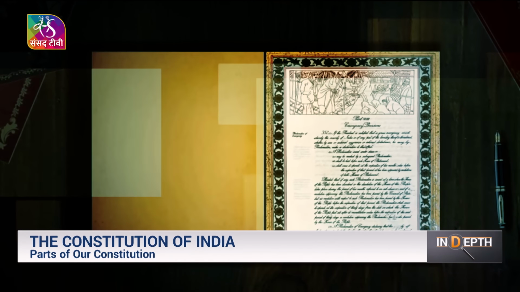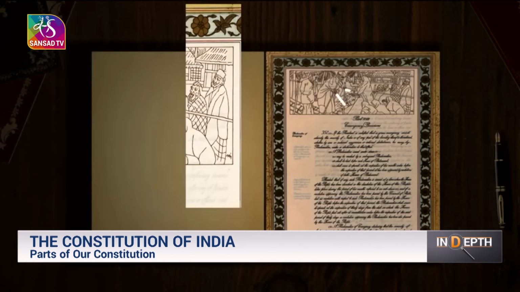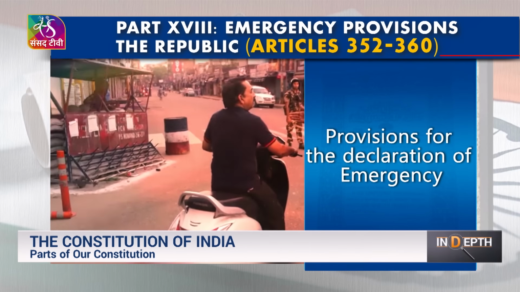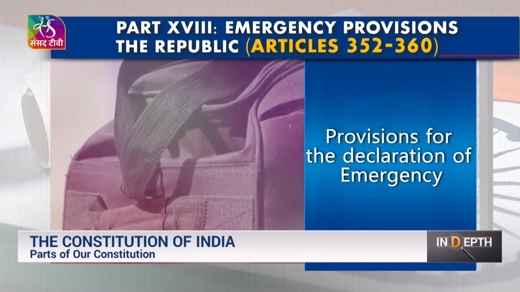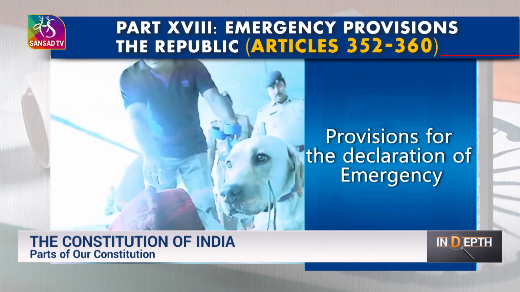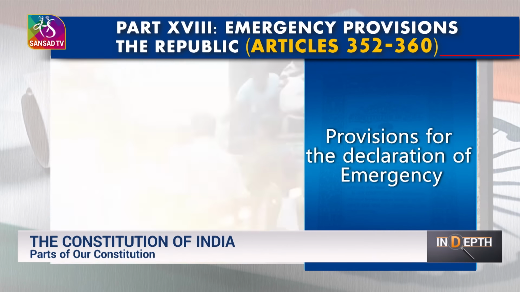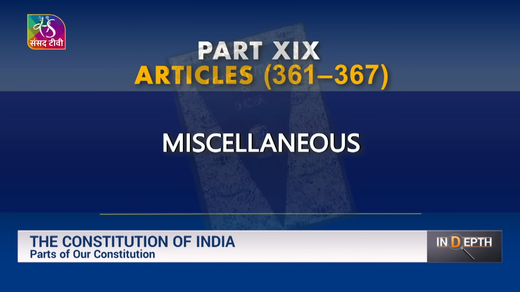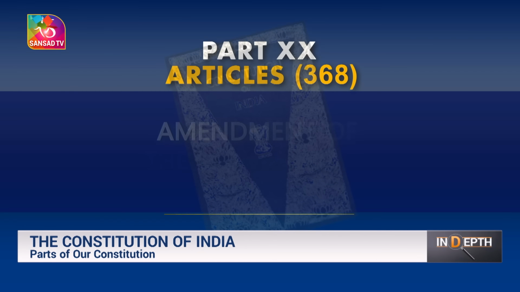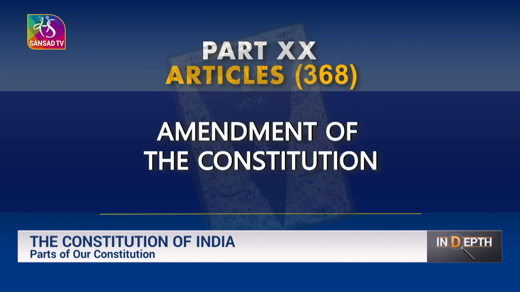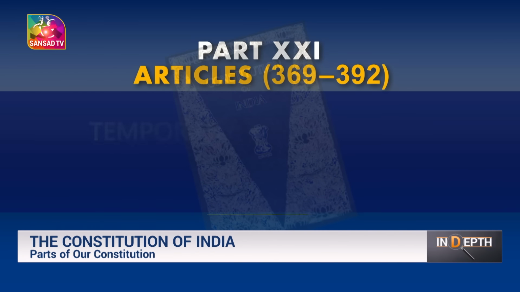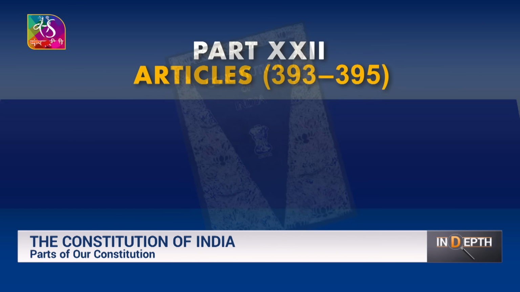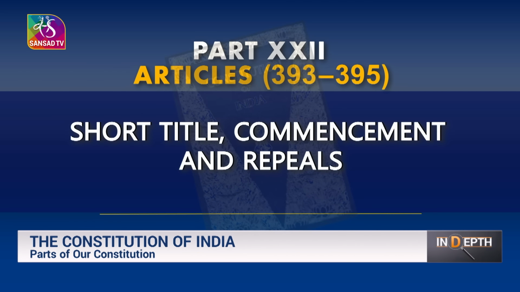Part 18. Emergency provisions. This part outlines the provisions for declaration of a national emergency, state emergency and financial emergency in cases of war, internal disturbance or financial instability. Part 19. Miscellaneous. Part 20. Amendment of the Constitution. Part 21. Temporary, transitional and special provisions. And Part 22. Short title, commencement and repeals.